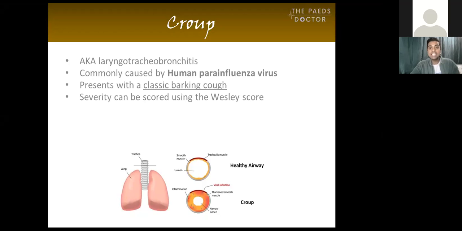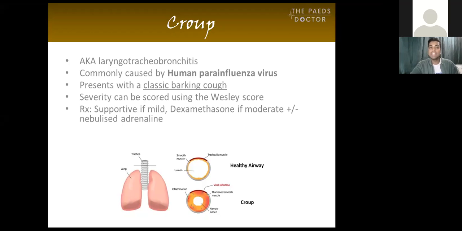Severity can be scored by something known as the Westley score. It looks at whether the child is distressed at rest, if you can hear the stridor at rest, etc. If the child is otherwise well, so it's mild, the child is well at rest, and you can't hear the inspiratory stridor at rest, but they have the barking cough, then it's just supportive management, as you would do with an upper respiratory tract infection. You don't really do anything.